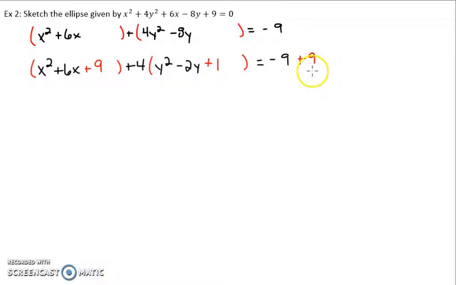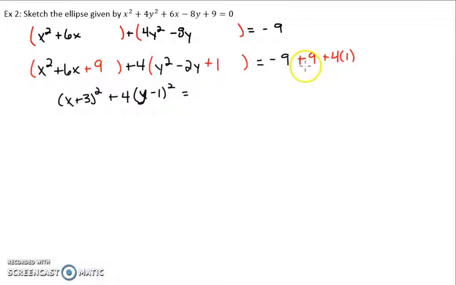But we don't want to add 1 to this side because we're not really adding a 1 here, because we have that 4. If we were to distribute, we're going to have a 4 times 1, so that's what we want to add to the other side there. Then all we have to do is factor. This is going to be (x + 3) quantity squared. This is going to be 4 times (y - 1) quantity squared.